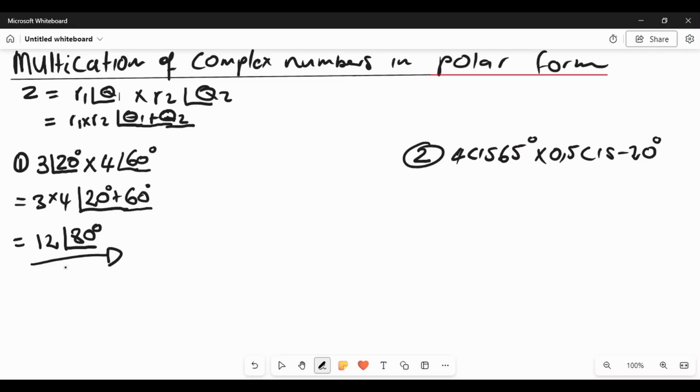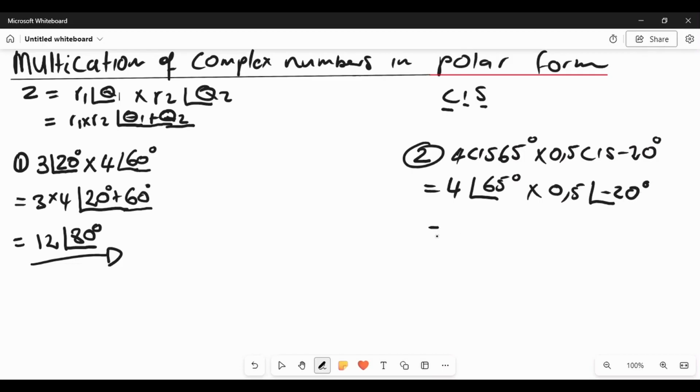Now let's do number 2. As you can see, number 2 is showing 4 cis 65 degrees multiplied by 0.5 cis negative 20 degrees. I did explain what this cis stands for. Basically, cis stands for cos, i, and sin, just in case you didn't know. It is another notation of the polar form. So you can rewrite this like this: 4 polar 65 degrees multiplied by 0.5 polar negative 20 degrees.